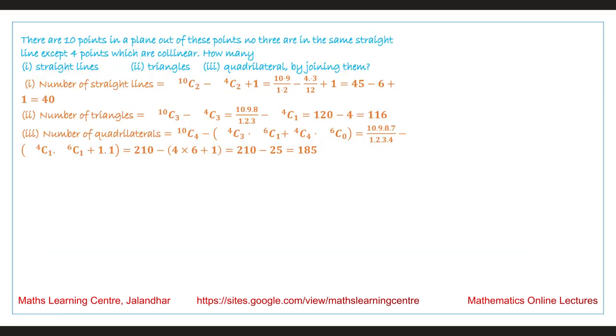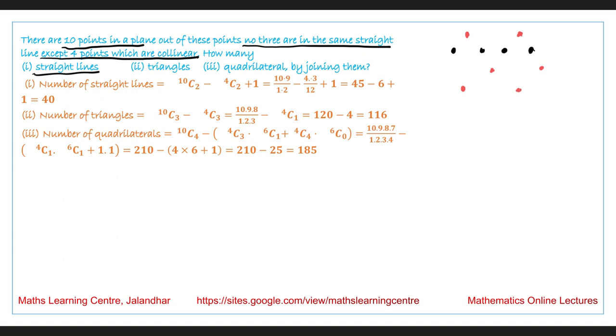Suppose there are 10 points in a plane. Out of these points, no 3 are in the same straight line except the 4 points which are collinear. So how many straight lines can be formed? We have a total of 1, 2, 3, 4 points, these 4 points are collinear, and except for these 4 points, no other 3 points are collinear. We are talking about the situation in this way.